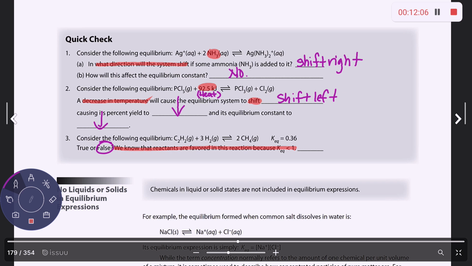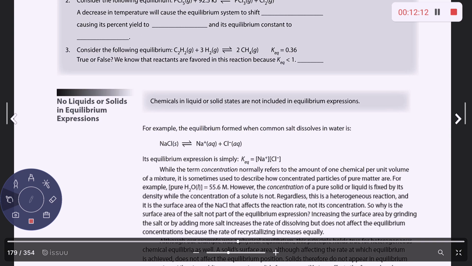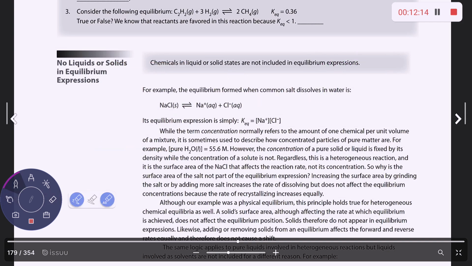Let's talk about liquids and solids. Liquids and solids are never included in equilibrium expressions. So if you take a look down here, if I were to write the equilibrium expression for the equilibrium that forms when sodium chloride dissolves and produces its ions and then it recrystallizes, your equilibrium expression will not include the solid. Okay?